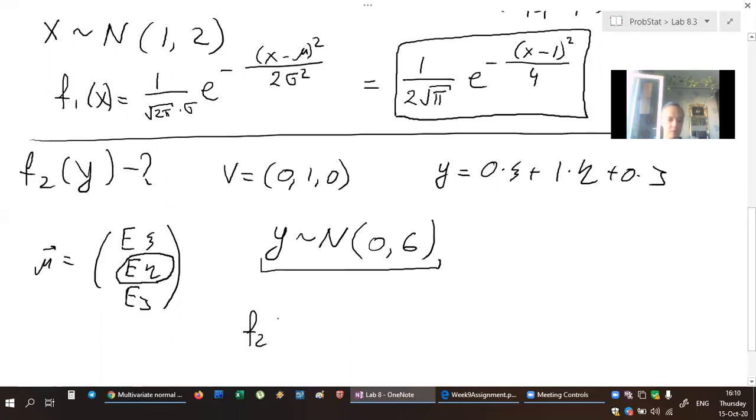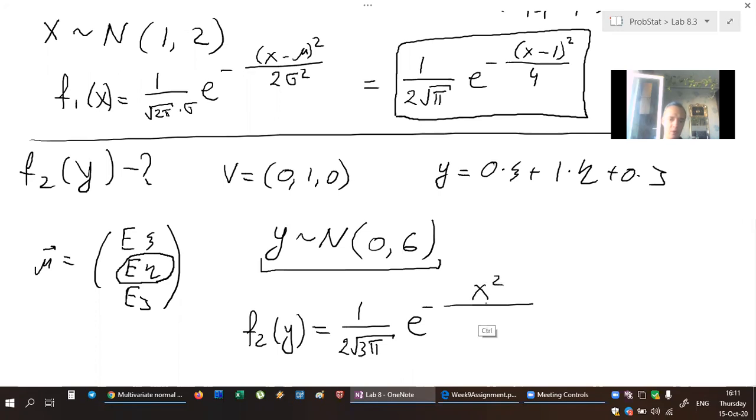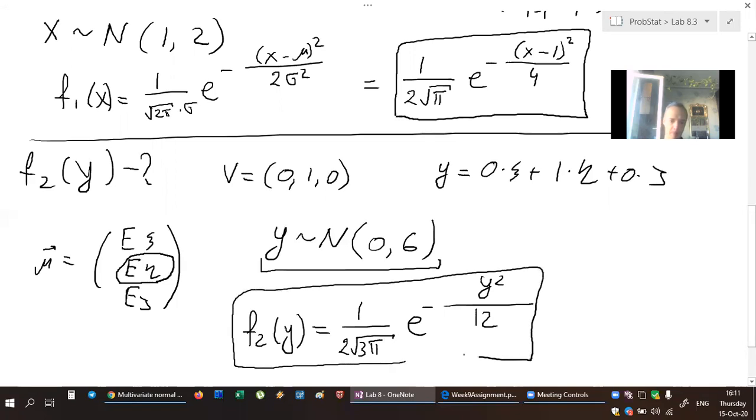So in this case, the PDF will be 1 divided by square root of 6 multiplied by square root of 2 pi, which is 2 square root of 3 pi, multiplied by e in the power of, so here we have x squared, not x, but y, and here we have 6 by 2, it's 12. So this will be the probability density function for the second component.